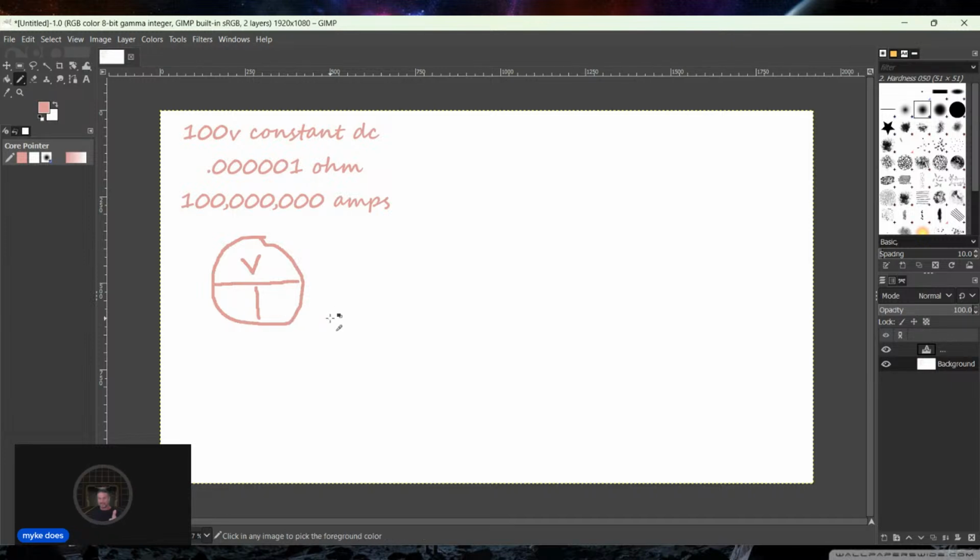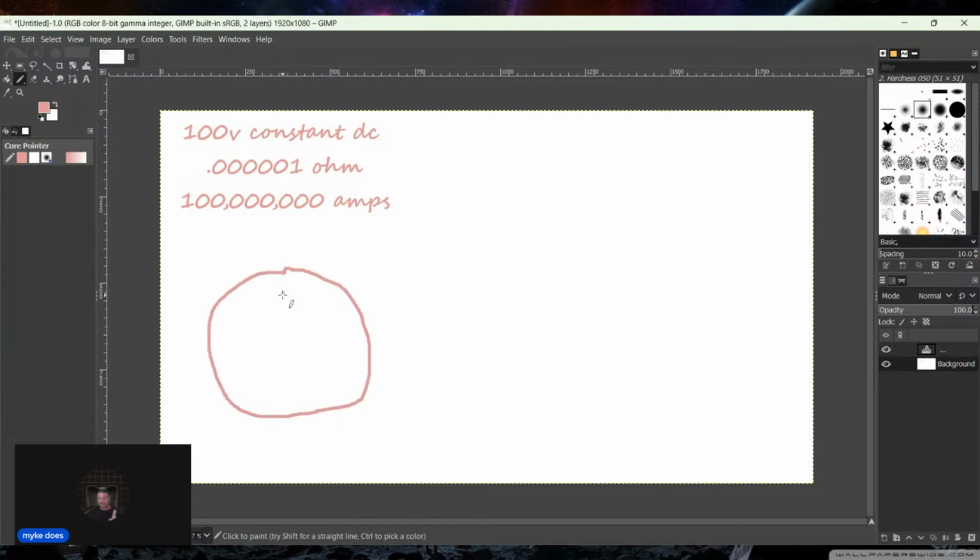Let me draw that a little bigger because I need to add arrows. It's your Ohm's wheel, they call it. Very easy to remember this. V over I times R. I is your current, R is your resistance, V is your volts.